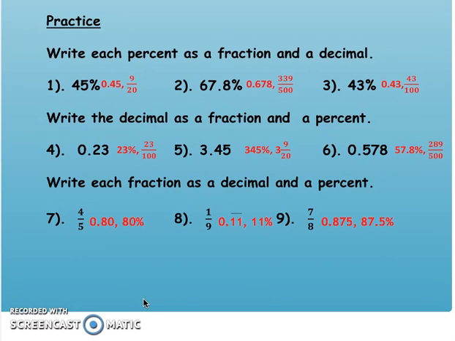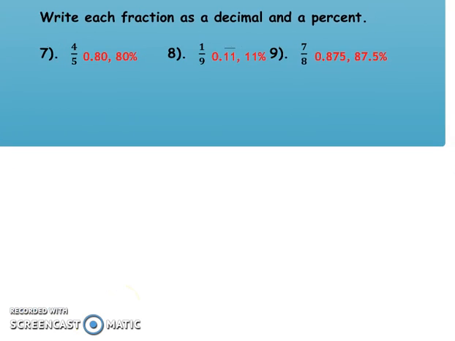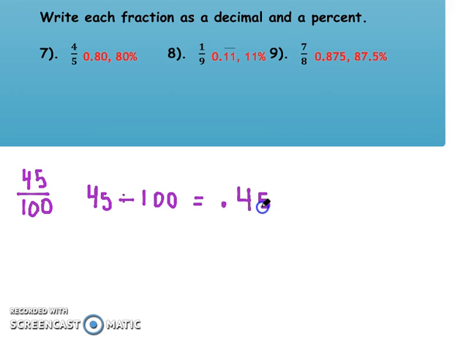Let's start with number 1. You can go back and look at your notes at any time. 45%. Let's write that as a decimal. First, 45 is out of 100. 45 divided by 100 is 0.45. I just moved the decimal over twice, but you can use long division to solve this.